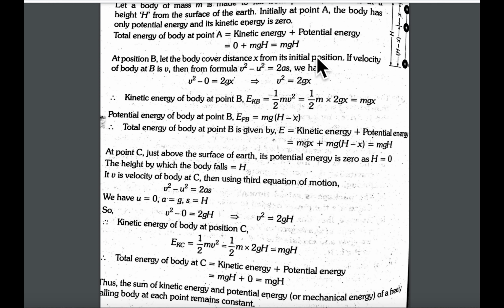So at all the 3 points A, B, C, the total energy, that is the sum of kinetic and potential energy, or we call it the mechanical energy of a body that is freely falling, at each point is constant, that is mgh. This is the law of conservation of energy. With the derivation you have to write the statement, and it is very important.